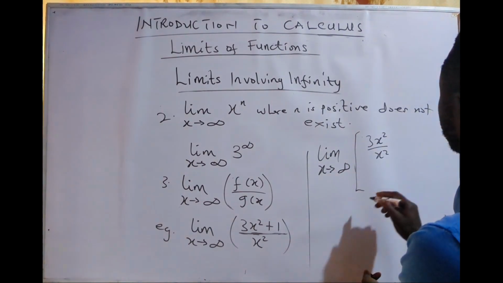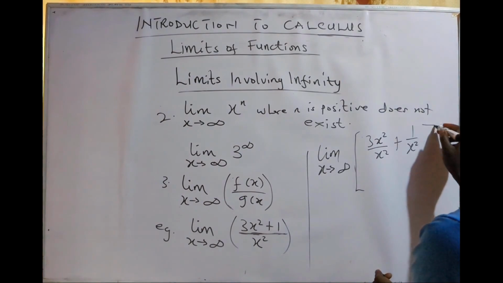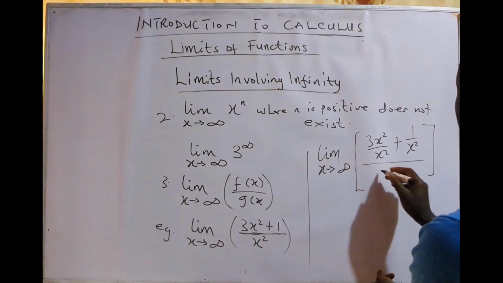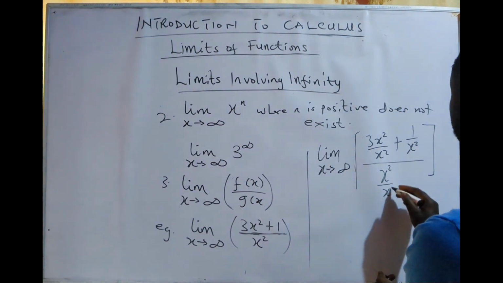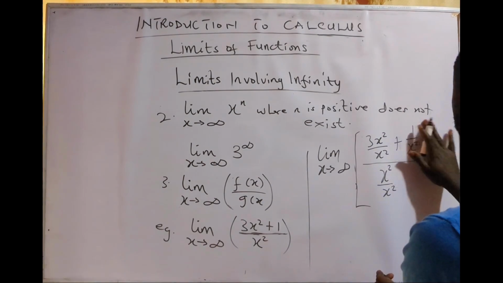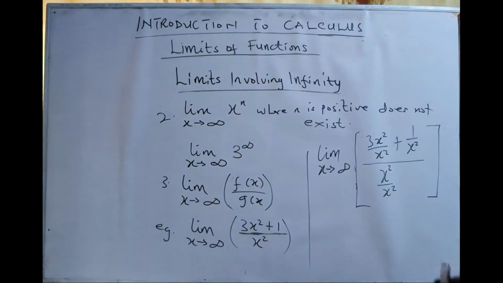Okay. Then plus 1 over s squared, all divided by s squared also over s squared. So when you divide the rational function by the highest power of x, then it means that you'll be able to get your limit.